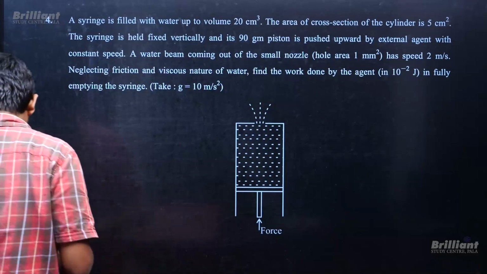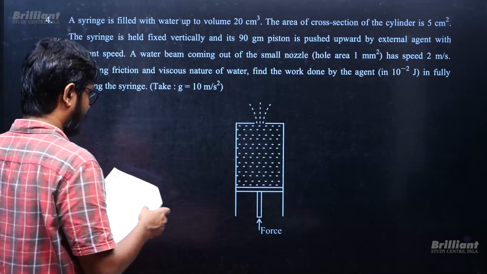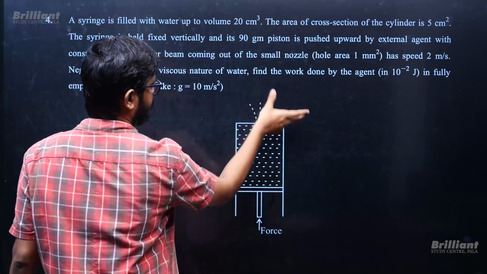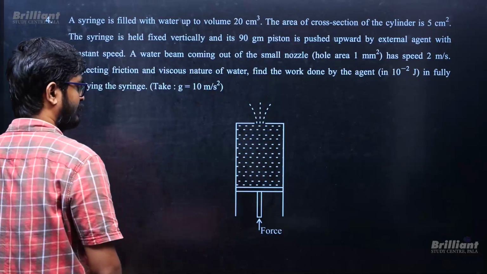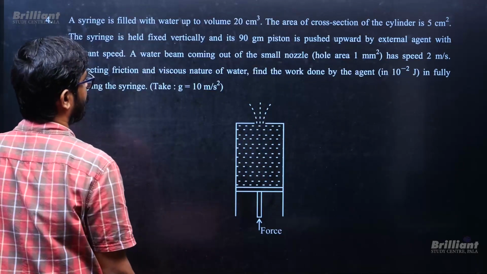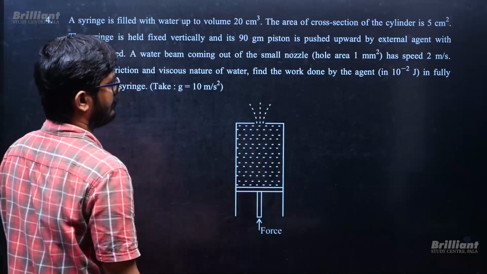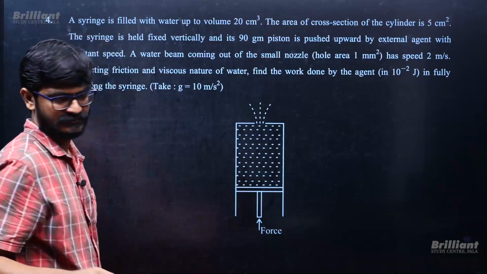So in this question they were saying there is a syringe and you are applying force like this, and this water is going out with some speed. What is the work done by you? Basically the syringe is going to come to rest eventually, so I am not bothered about its kinetic energy.